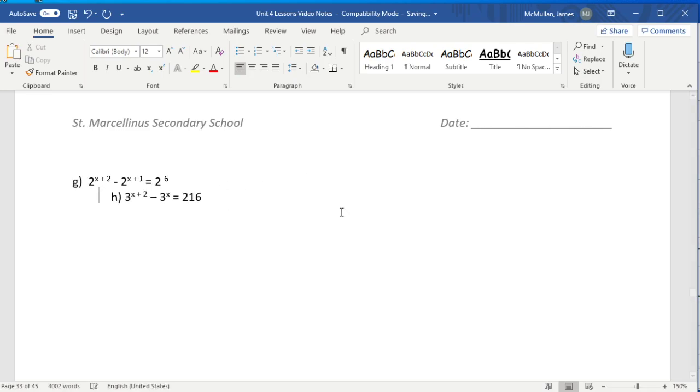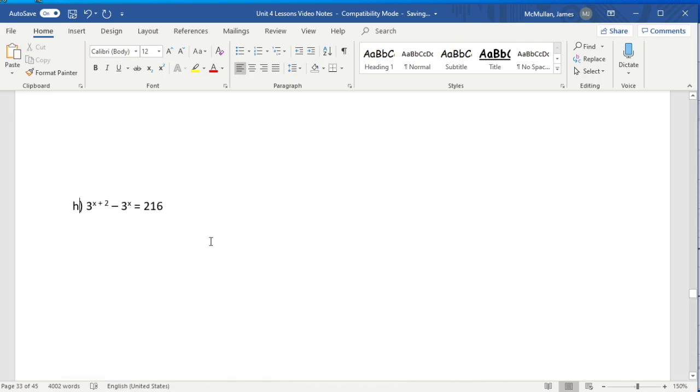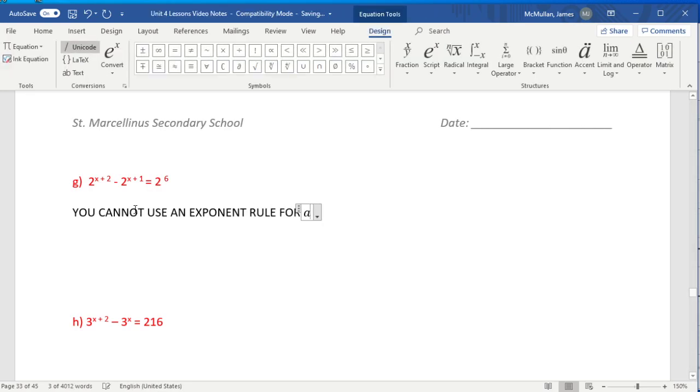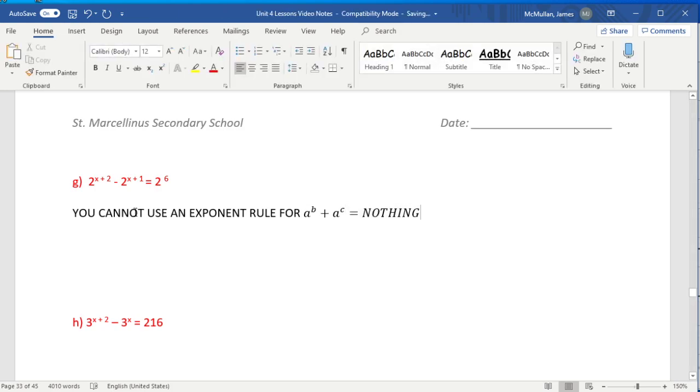Okay, now we get to the really challenging ones. Now these last two are a different level of challenge than the ones that come before it. The reason is that you cannot use an exponent rule for a to the b plus a to the c. It's not equal to anything. You cannot use an exponent rule to add powers. This is a common mistake.